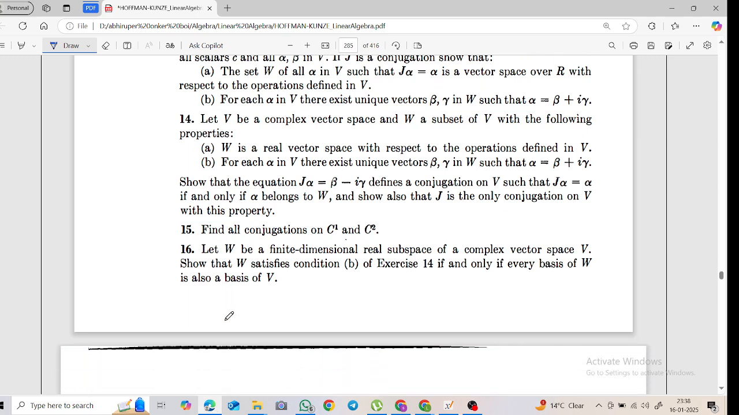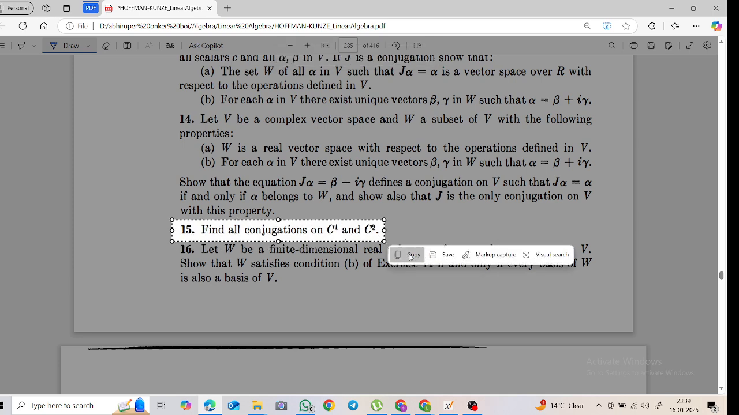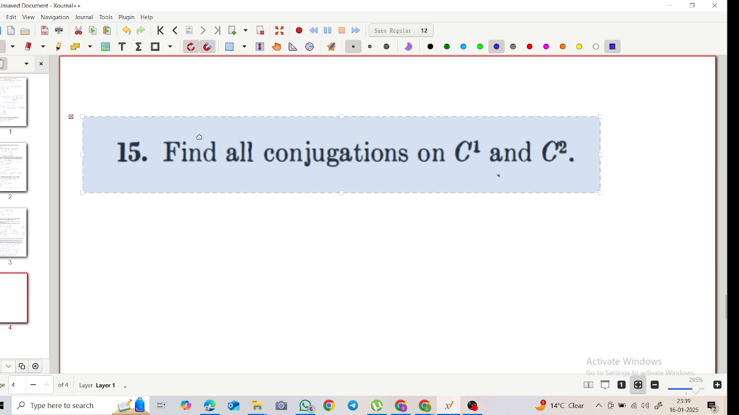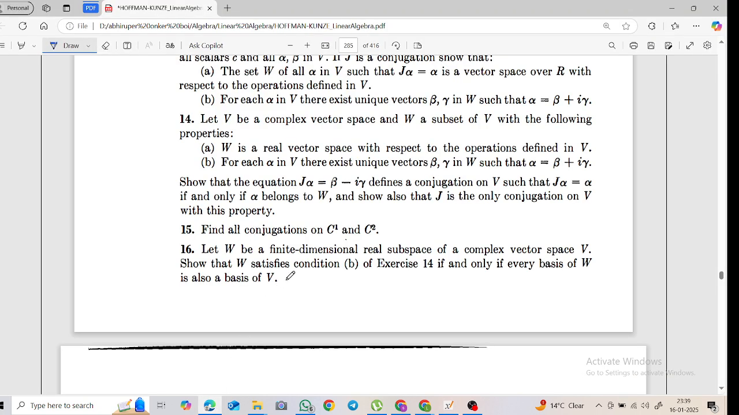Let's do, okay, let's do 15. We are told to find all conjugations on C1 and C2. Can we use 14 here?